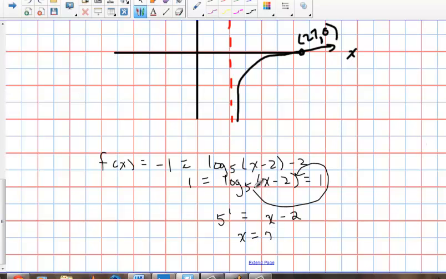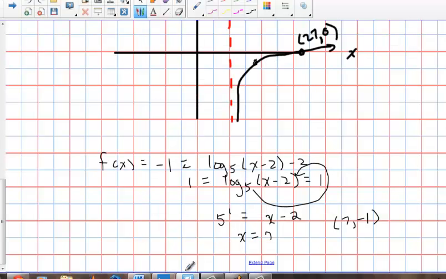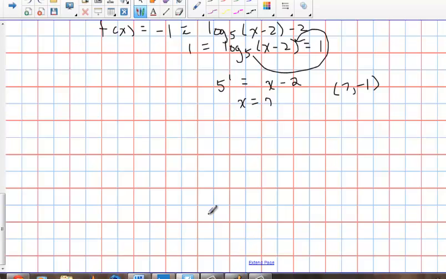Okay, so does that make sense? We have the ordered pair 7, negative 1, which would be somewhere kind of around here. And that makes sense. And of course, on the actual graph, we see that it is 7, negative 1 right here. Seven, negative 1.